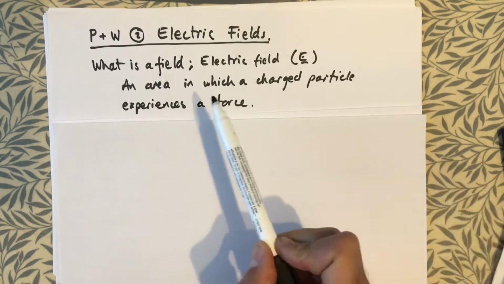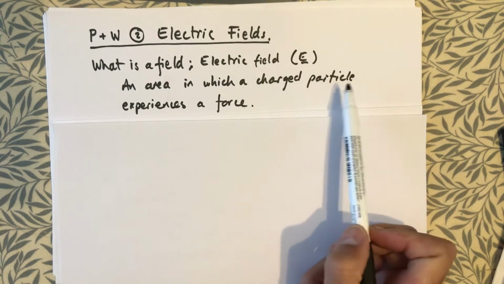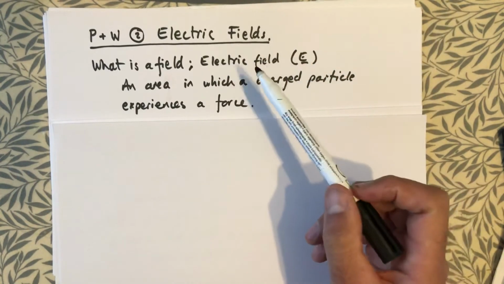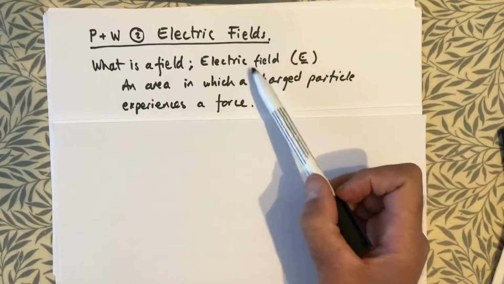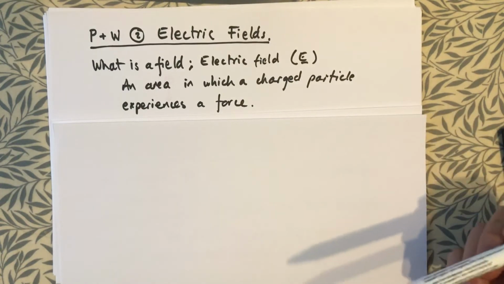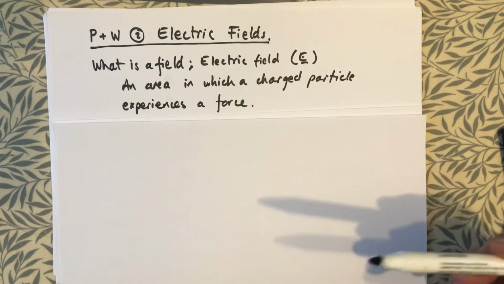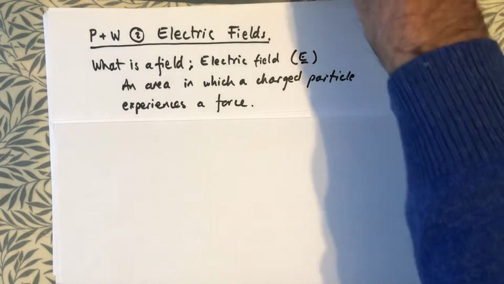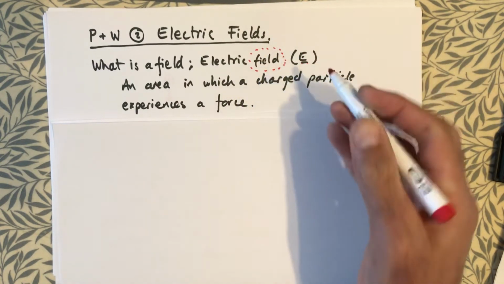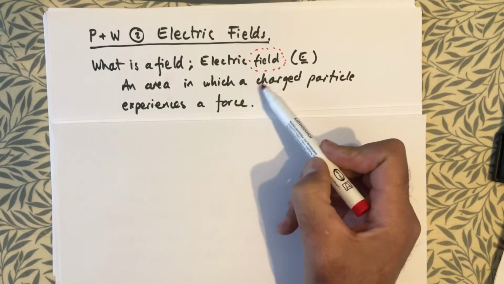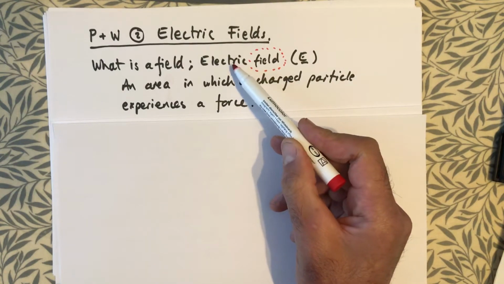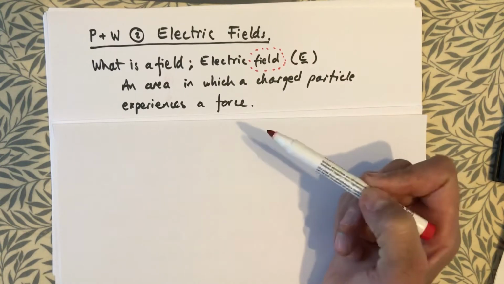A magnetic field is an area in which a magnetic material experiences a force. Also, charged particles, if they're moving, will experience a force in a magnetic field. But the point I'm making is the general field idea in physics: a field is an area in which something will experience a force. A gravitational field is an area in which an object with mass will experience a force.